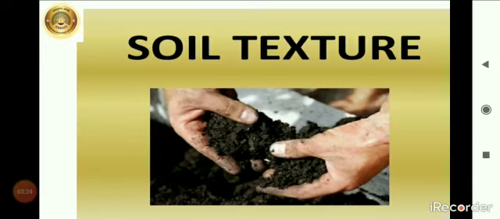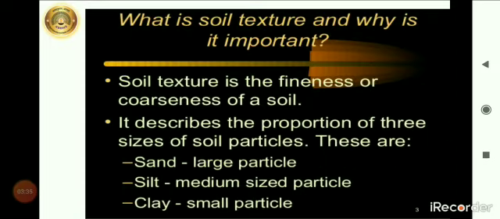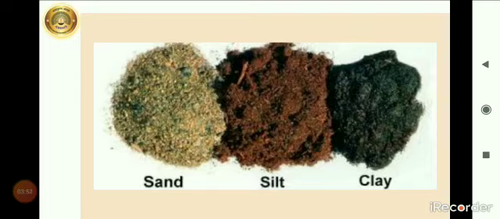Next is soil texture. Soil texture depends upon the proportion of particles of various sizes in it. According to the texture of soil, the following types of soils are identified. First is sand, that is large particles. Second is silt, medium sized particles, and third is clay, that is small particles. So we'll see the first, sand. The proportion of large particles is high in sandy soil.